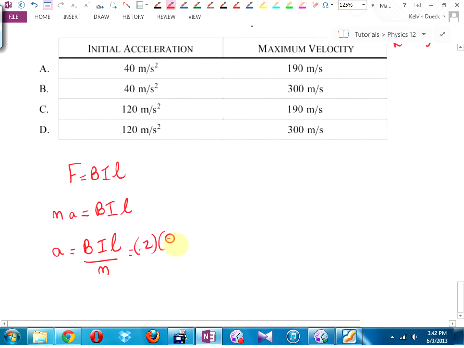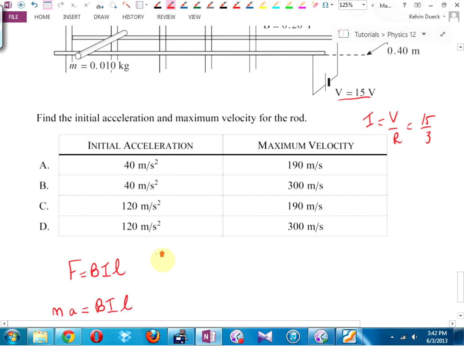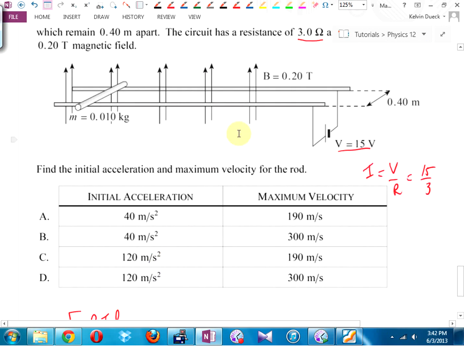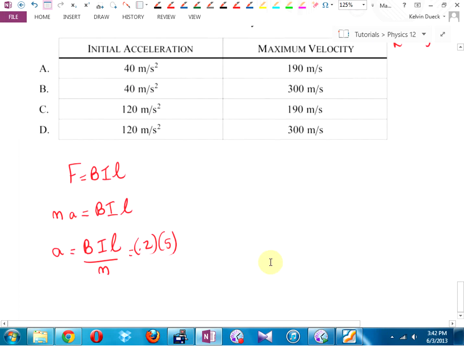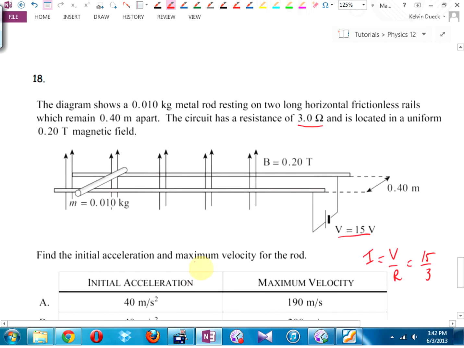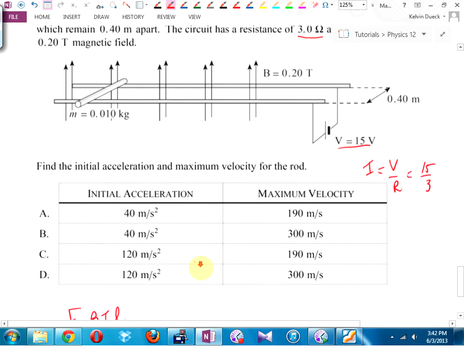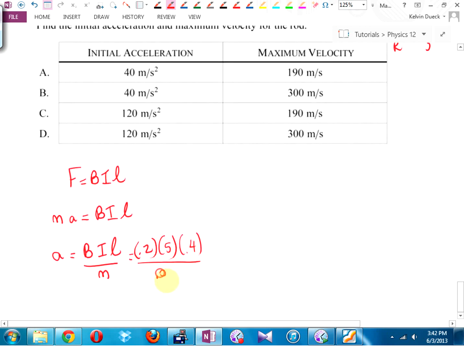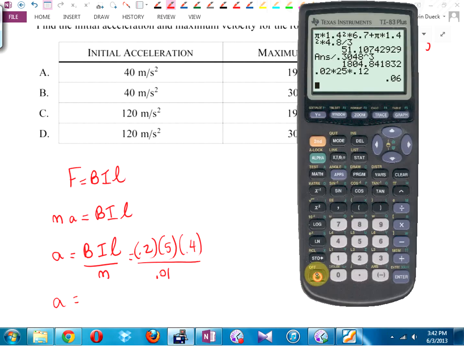So 5 amps. Which length? The length of wire that it's conducting across, the 0.4, divided by, please tell me they gave me the mass of the wire. Oh, they did right at the beginning there. And initially, I get an acceleration of, a pretty spectacular one, 0.2 times 5 times 0.4 divided by 0.01, 40 meters per second squared.